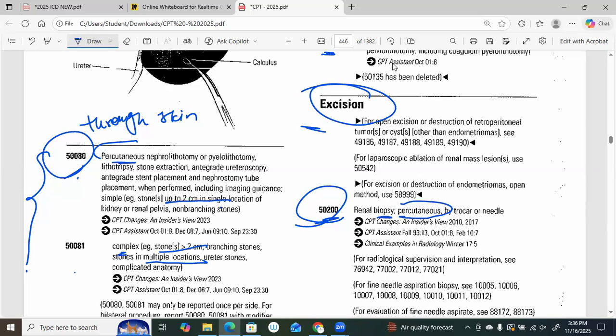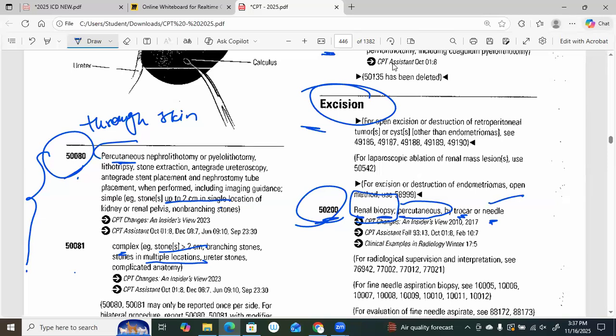So very good, Jamil. One more time. Percutaneous means through skin. So whenever the doctor is removing any particular specimen through skin, we are going to use 50200. This is for renal. So the specimen should be the kidney specimen because we are talking about the kidney right now. And we have to bill this code whenever the kidney tissue has been removed with the help of a trocar or with the help of a needle. If it has been removed with the help of a trocar and needle, then only we are going to bill 50020. If it is performed as an open biopsy, we have to use a different code.